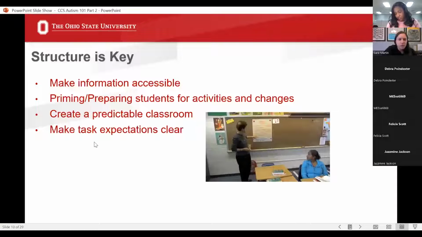So there were several supports she had in the classroom. Does anyone want to go ahead and share in the chat what are some of those things that she had that would support students with autism in the classroom?